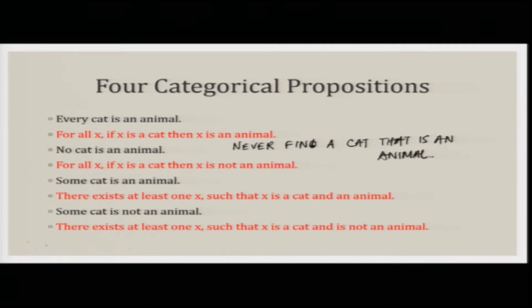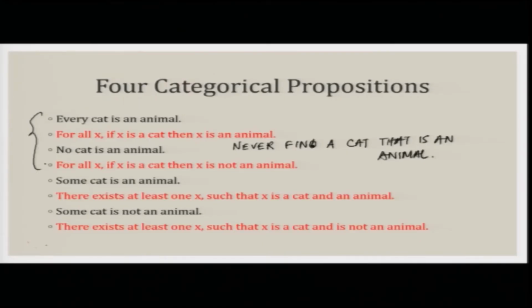Here I am not claiming that there are animals or there are cats. My minimal claim is I never find a cat that is an animal, or alternatively I never find an animal which is a cat also at the same time. So, the group of cats, if it exists, excludes the group of animals. So, there is no intersection of these two groups. That is my minimal claim, right.